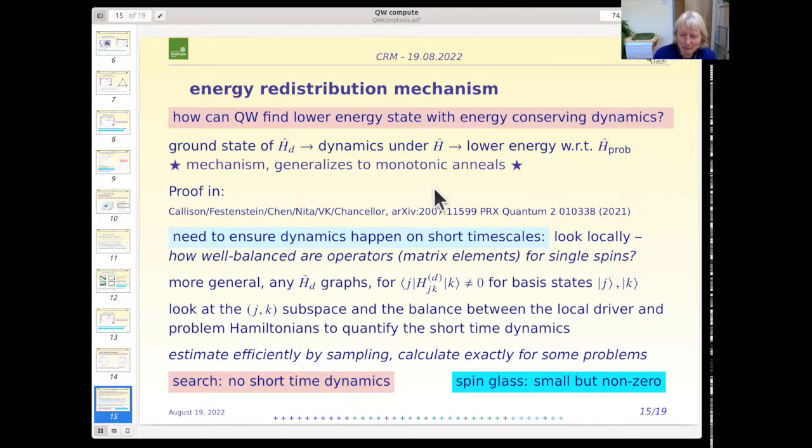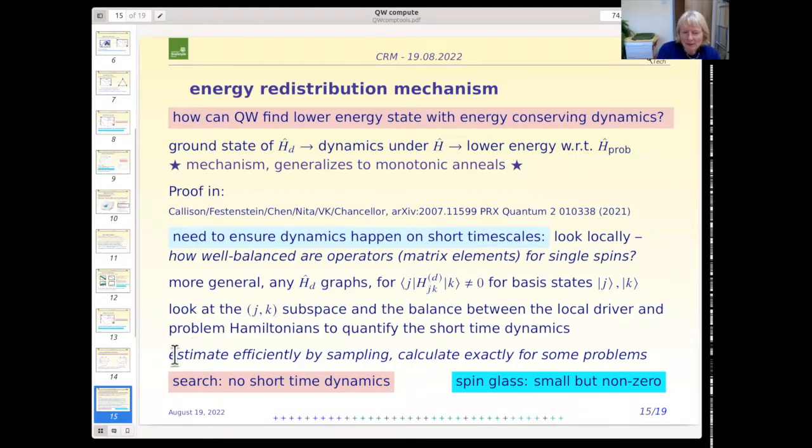What you also need is to ensure that dynamics happens on short timescales. So what we then do is look locally to see how well balanced the operators are for local subspaces, single spins if you like, but any local subspace more generally. We have a driver Hamiltonian on a graph, and where you have non-zero elements, in other words, where you have edges in your graph connecting nodes J and K, we can look at this and say, we've got a two-dimensional subspace with J and K, our two states, our two nodes. How balanced are the operators between the problem Hamiltonian and the driver Hamiltonian in that subspace?